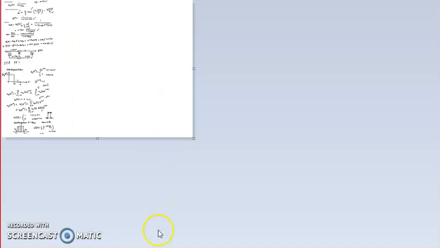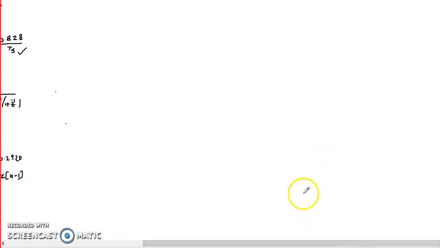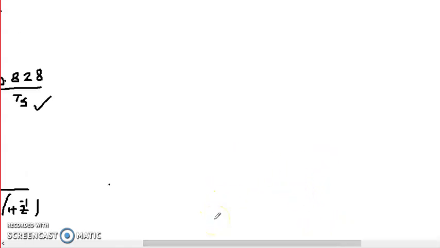Design a digital filter using finite impulse response system. What will a finite impulse response system be? One whose impulse response has a finite number of terms.